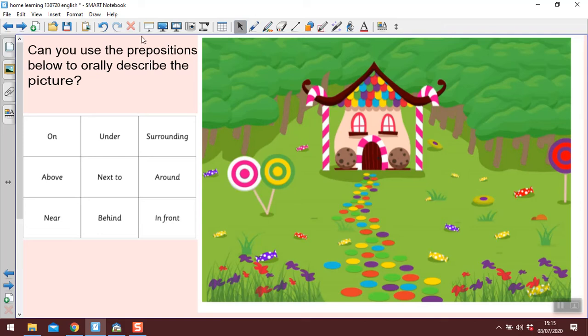Okay, so what could we have? We could have next to the candy house are some lollipop stick trees. We could have surrounding the house are large green trees. In front of the house are smarty stepping stones. Okay, so there's lots of different sentences that you could have. Let's have a look at the next activity.